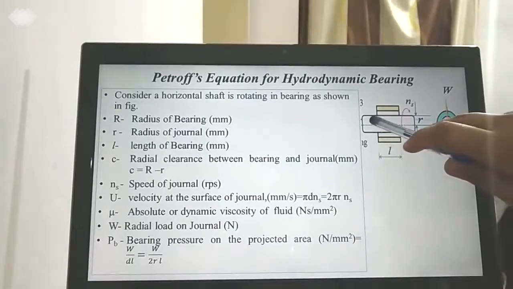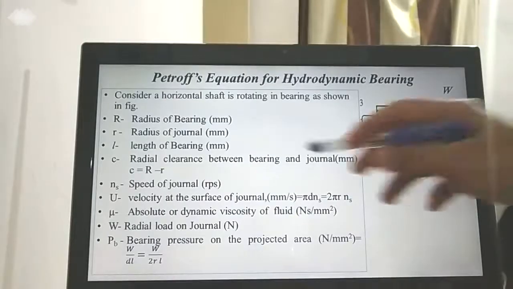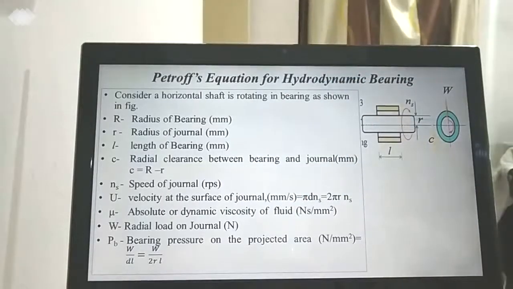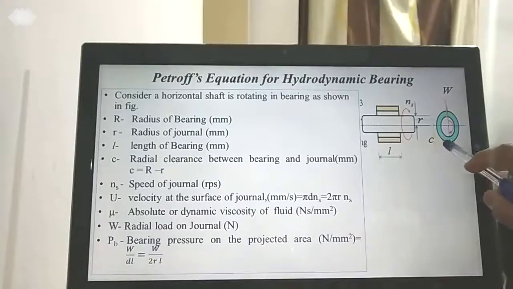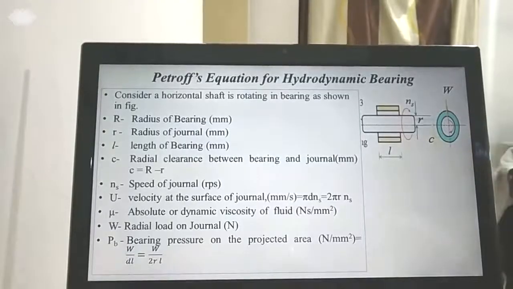We are going to consider a horizontal shaft rotating at speed ns in the bearing. So here we have the notation. We already discussed the notation, let's repeat it. Capital R is the radius of bearing in mm. Small r is the radius of journal in mm. Then L is the length of bearing in mm. Then C is the clearance, the radial clearance between the bearing and journal. Here is the diameter of journal, here is the bearing, and in between there is a radial clearance C.